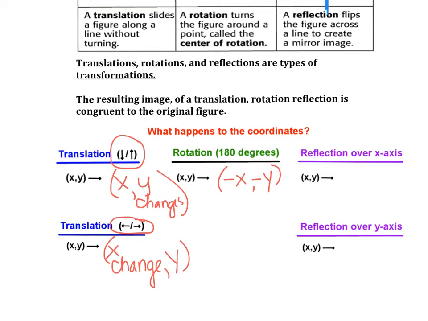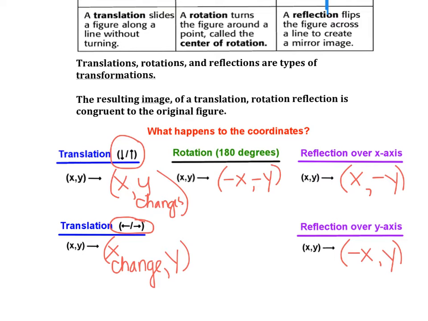A reflection over the x, literally a flip over the x-axis. So remember, if there's any change that happens over the x, the actual x will stay the same, but then the y will change. The y would be flipped. If it was negative, now it's positive. If it's positive, now it's negative. Similarly, with a reflection over the y-axis, the x would change, how high it is would not, and the y would stay the same.